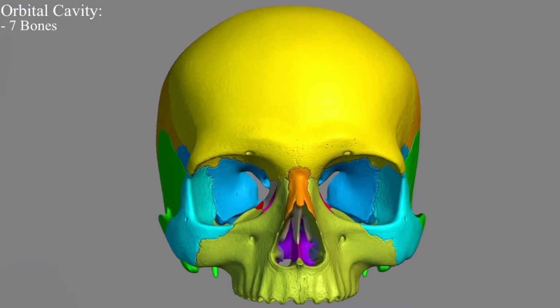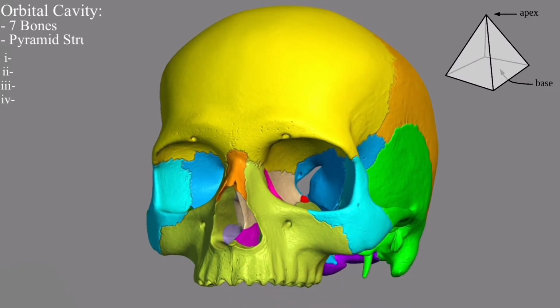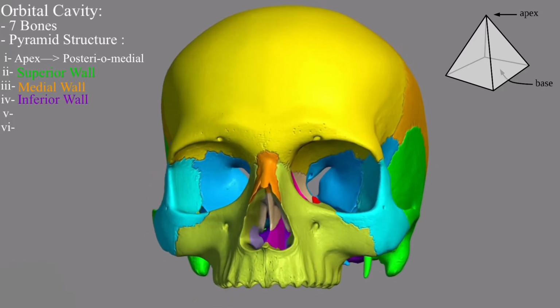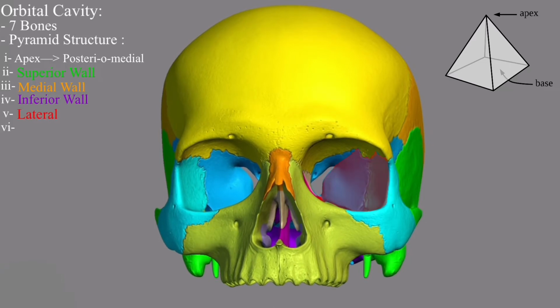The orbital cavity can be thought of as a pyramidal structure with the apex pointing posterior-medially into the optic foramen with 4 walls: the superior wall, the medial wall, the inferior wall, and the lateral wall, and a base situated anteriorly, opening into the face surrounded by the orbital rim.